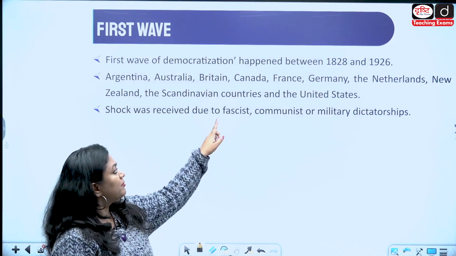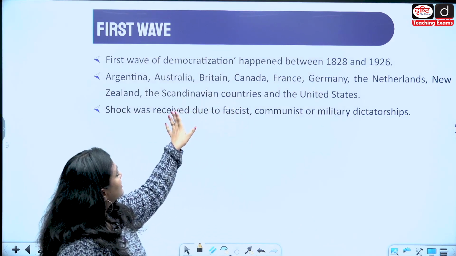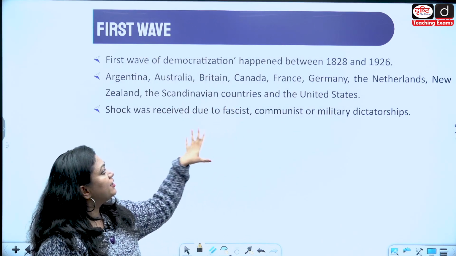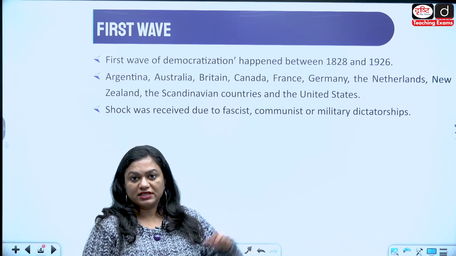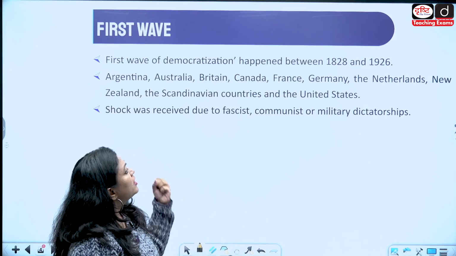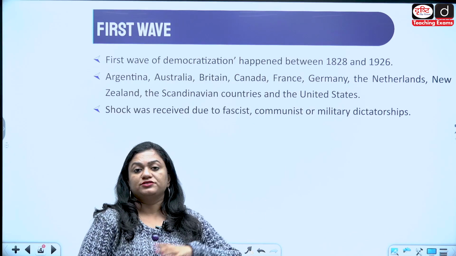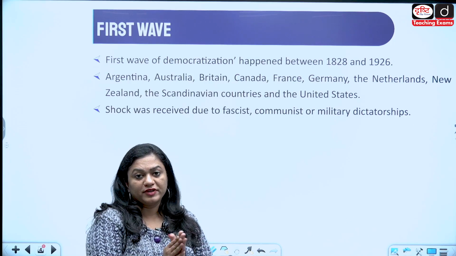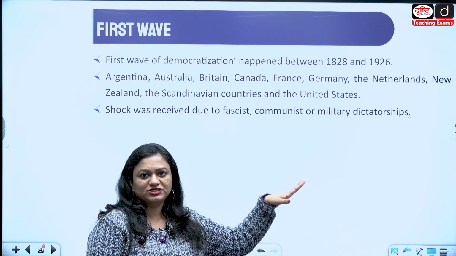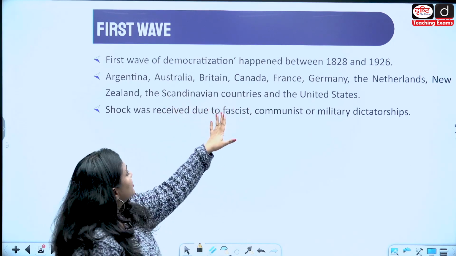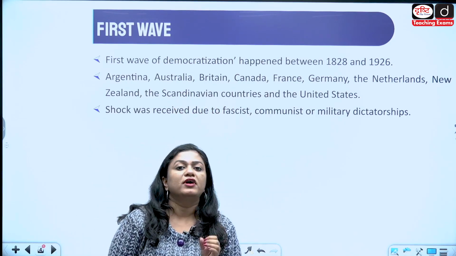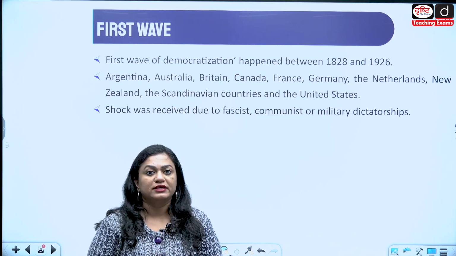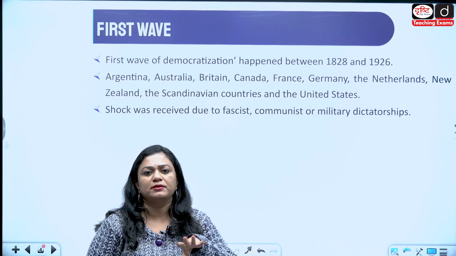The first wave of democratization, as you can see, happened between 1828 and 1926. These are the lines by Samuel P. Huntington, that according to him, it emerged from the earliest, before the mid-19th century itself, like there was a first wave of democratization. One of the important features of democratization in this period was that political parties were not given much significance.